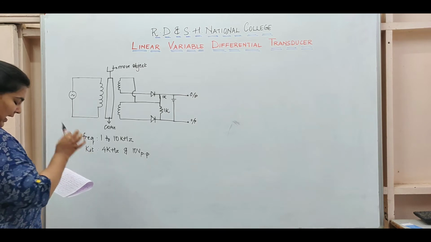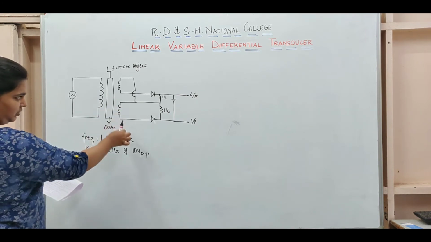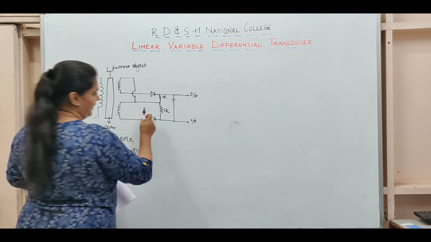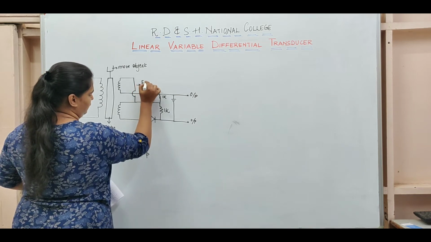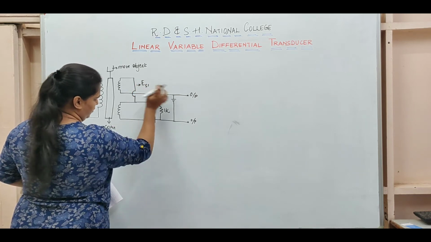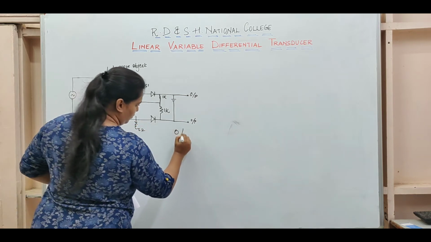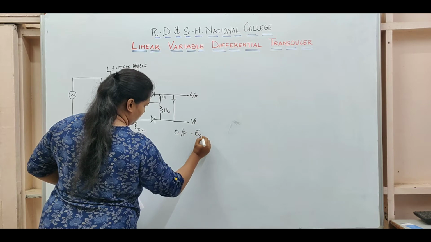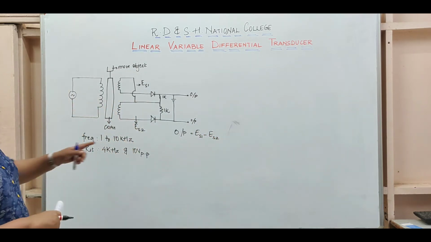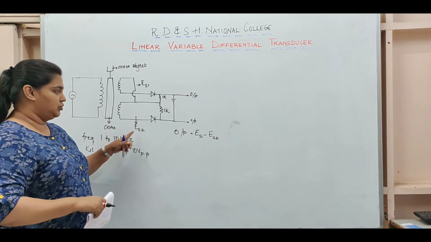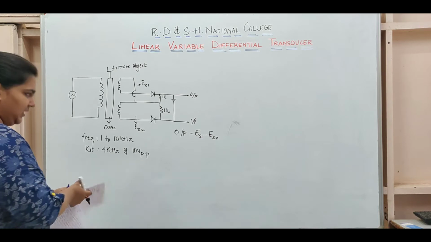So as the core moves, the voltage changes, and since the two are connected in series, the output we get, as I already told you, is the difference. So if this gives me a voltage of ES1, secondary coil 1, and this one gives me a voltage of ES2, the output voltage is generally ES1 minus ES2. I already covered this point that the output voltage is the difference of the two voltages which we get because of the two secondary windings. So it is given as ES1 minus ES2.